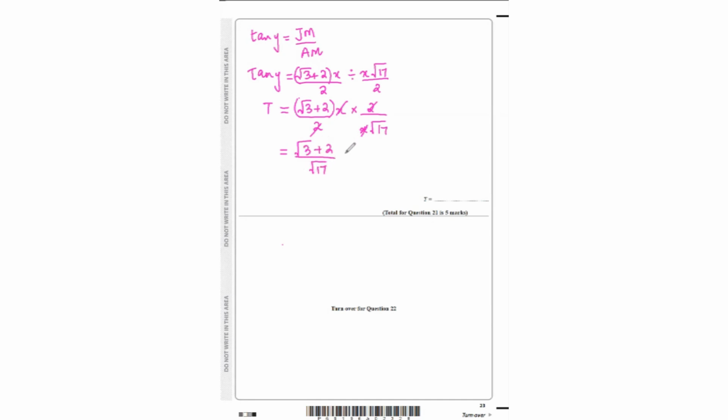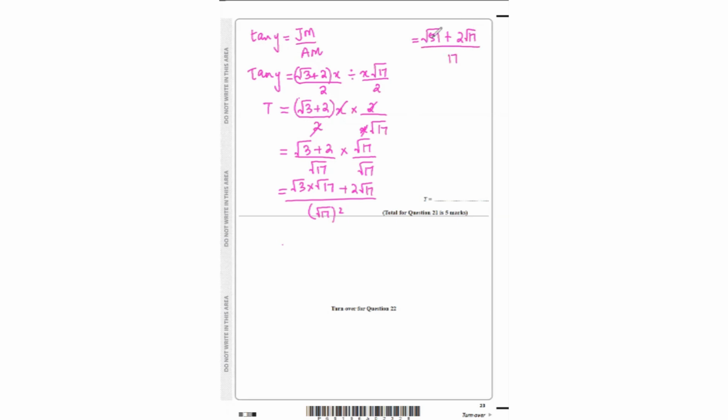Now we rationalize the fraction by multiplying the numerator and denominator by the surd in the denominator, which is root 17. So that's root 3 times root 17 plus 2 root 17 over root 17 squared. So that is going to give us root 51 plus 2 root 17 over 17.